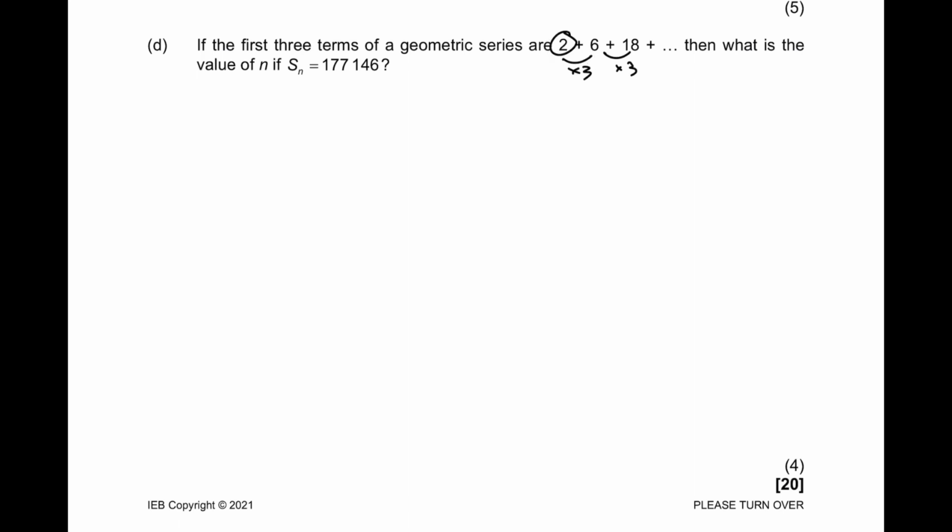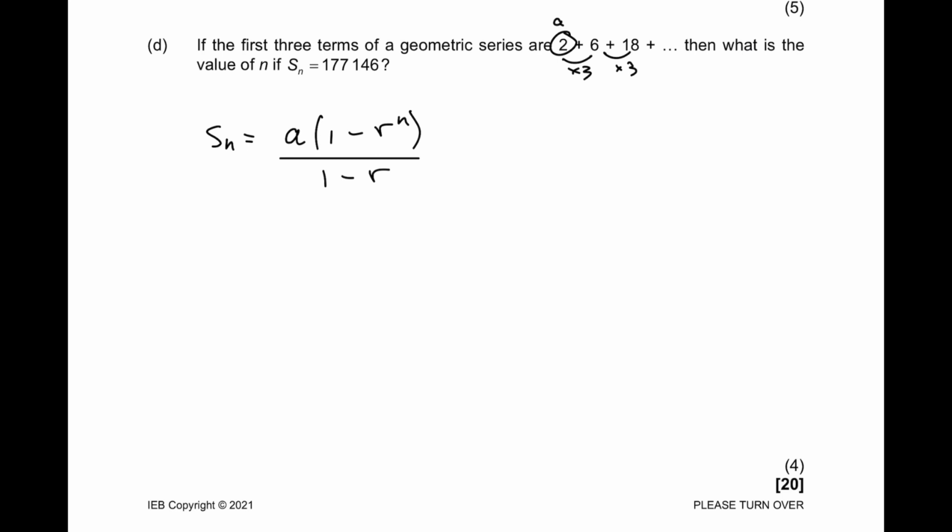Now, why are these important? Because of our formula. I recommend you write out the formula just in case you make some substitution mistake. You obviously want to show your marker that you know what you're talking about. So, the sum of a geometric series with n terms is equal to a, which is this first term, into 1 minus r to the power of n, all over 1 minus r.